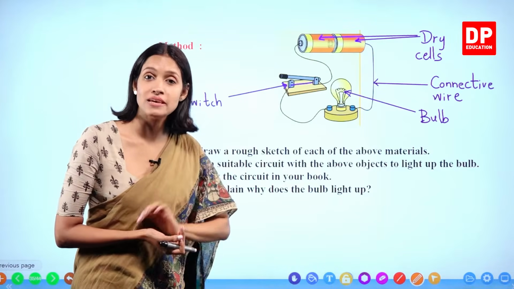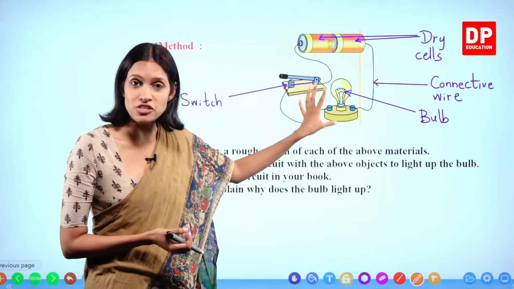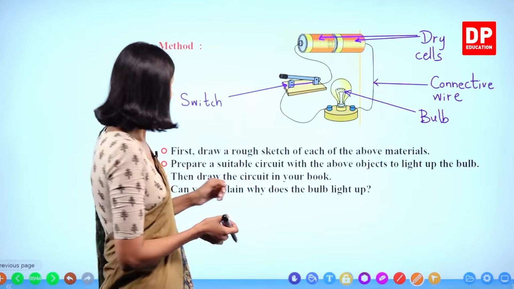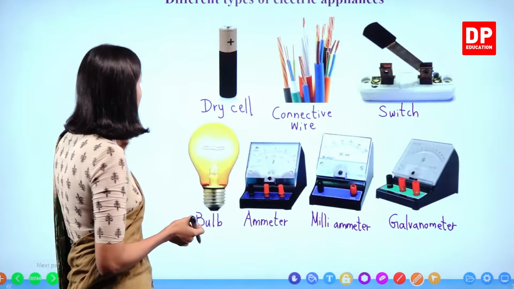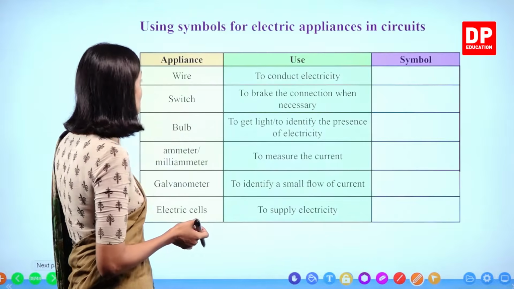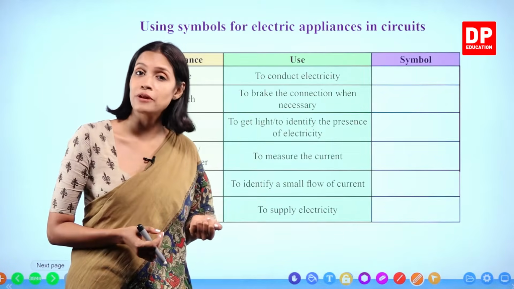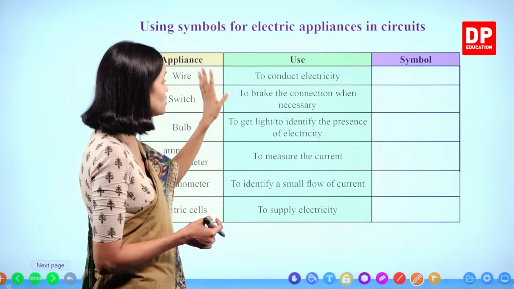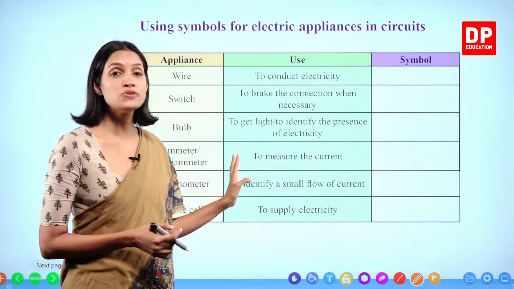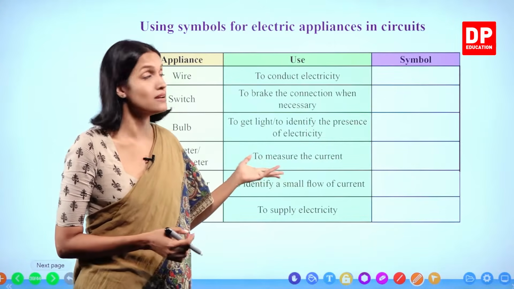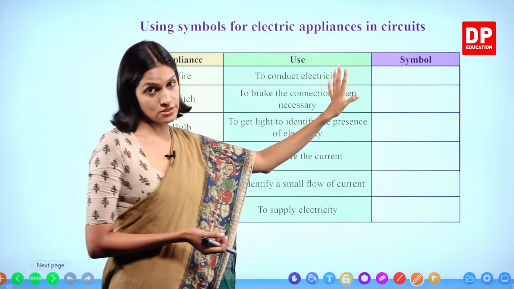Switch is also the same. So it takes a longer time to draw the real pictures in the circuits, okay? So to make things easier, to draw the circuit diagrams easily, we use special symbols for different types of electric appliances. When we use these types of symbols, it's very easy to draw circuits using these circuit symbols, right? So, using symbols for electric appliances in circuits.